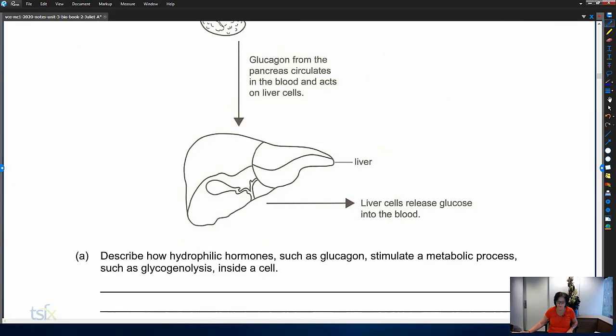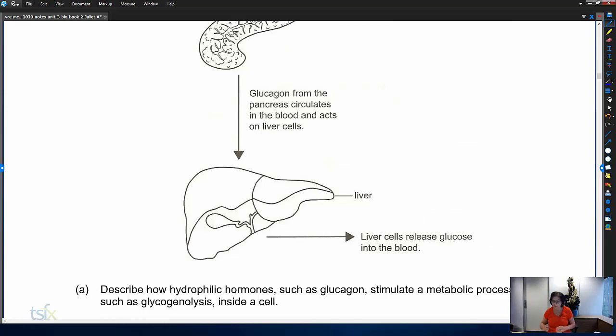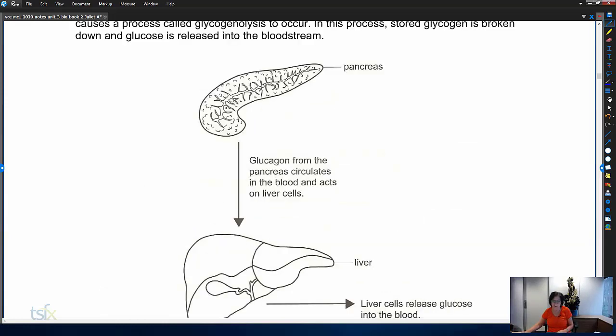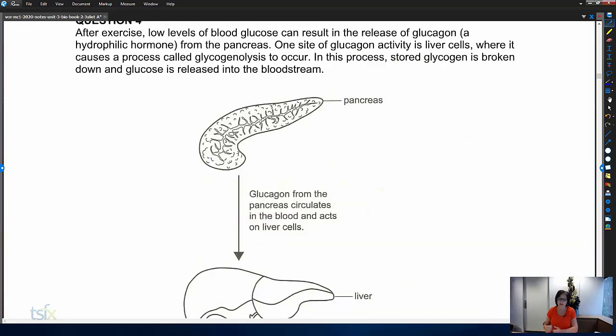All right, question 4. Once again, we have a picture showing us here. We've got some information. Low blood levels, we get the release of glucagon. There's the key. Hydrophilic hormone. See, you were told you don't have to learn about glucagon. The target cells are liver cells, and it causes this to occur. And what this is, is glycogen broken down to glucose.